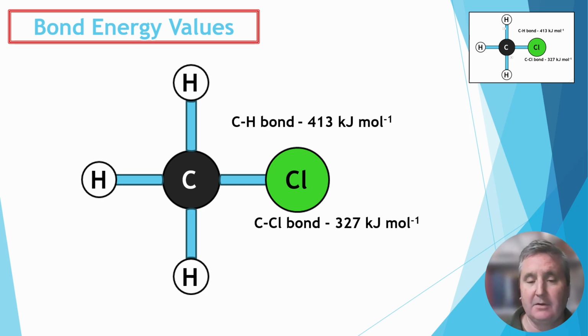And then we have a carbon to chlorine bond, and here is the energy it would take to break the carbon to chlorine bond. It's 327 kilojoules per mole. So we're going to use these bond energies to solve problems about the energy that's involved, either in unknown bond energies or the enthalpy of a reaction.